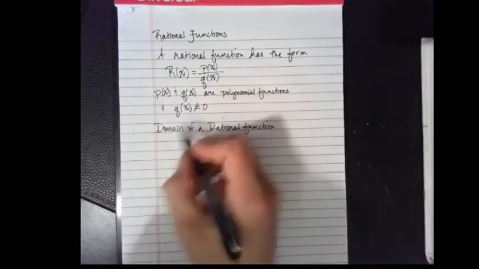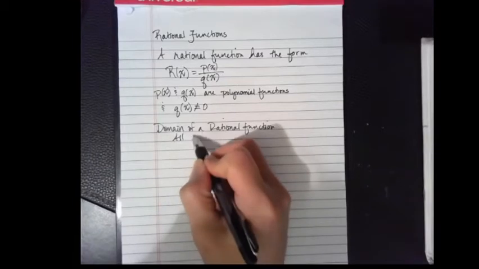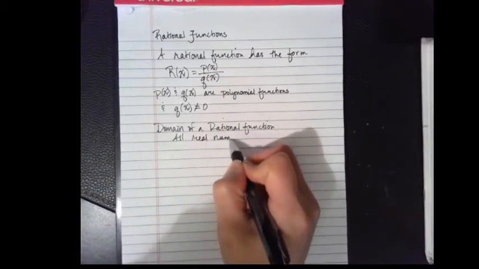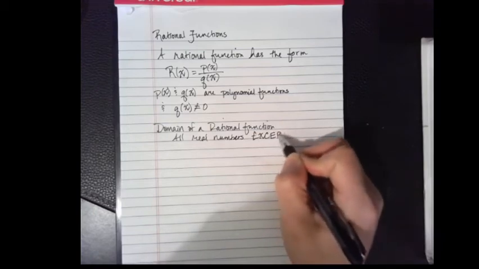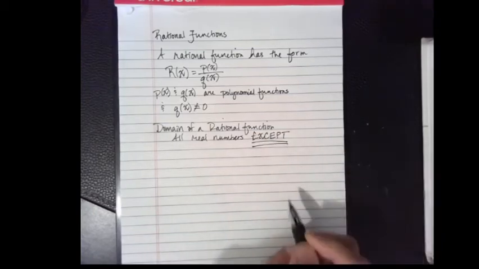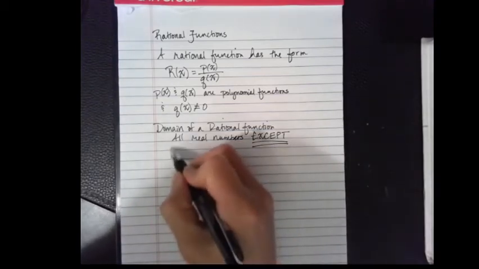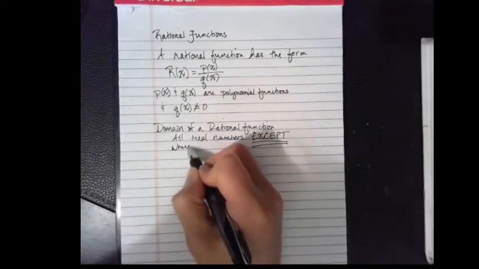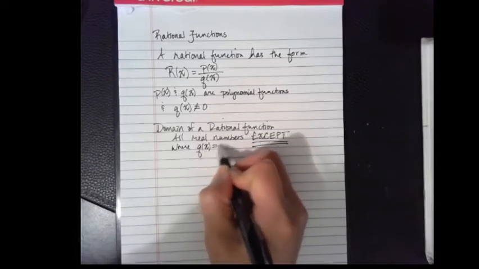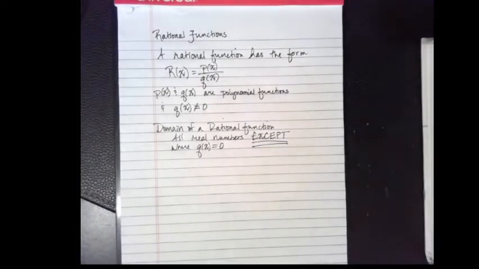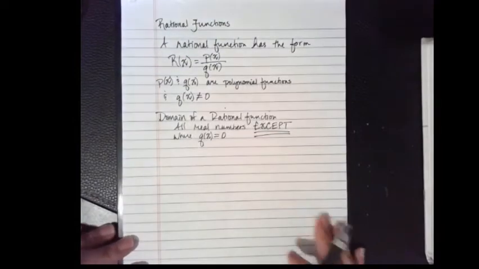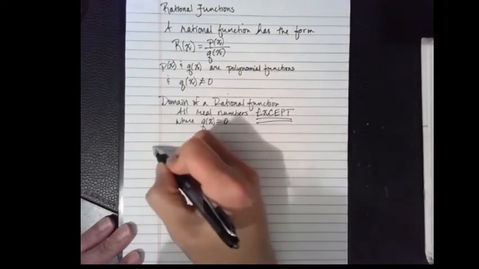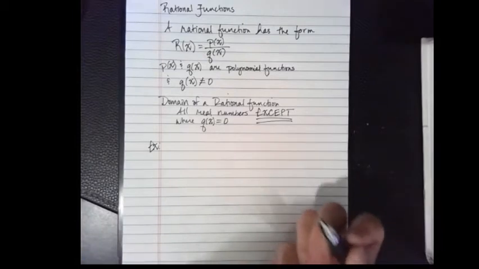So the domain of a rational function is all real numbers except, I'm going to capitalize that, except, I'm going to double underline it, where q of x equals 0. Okay, so we can plug in any real number we want to, except whatever is going to make our denominator 0. Okay, so let's look at a quick example of finding the domain of a rational function.